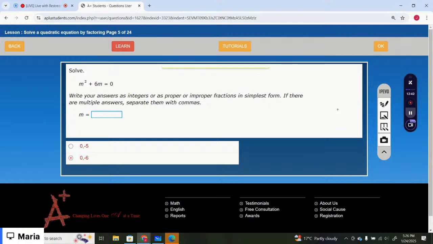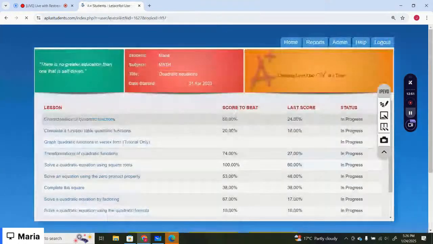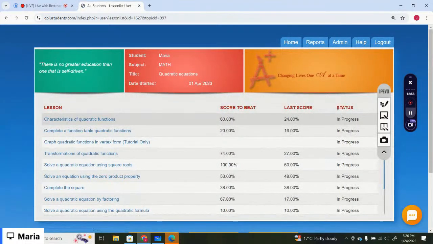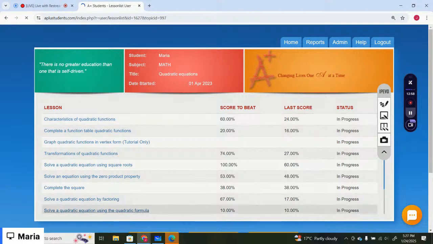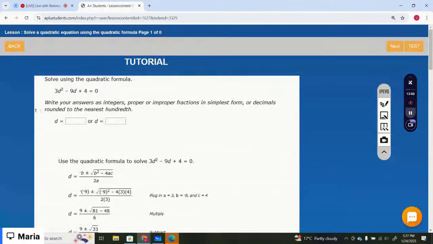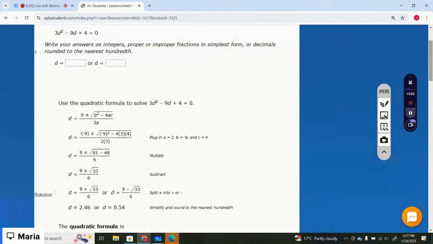Okay, you can complete the lesson by yourself later today. Let me just move on to the next lesson, that is solve a quadratic equation using the quadratic formula. So what is the quadratic formula? The quadratic formula is x equals negative b plus minus square root of b square minus 4ac, divided by 2a. That is known as the quadratic formula.